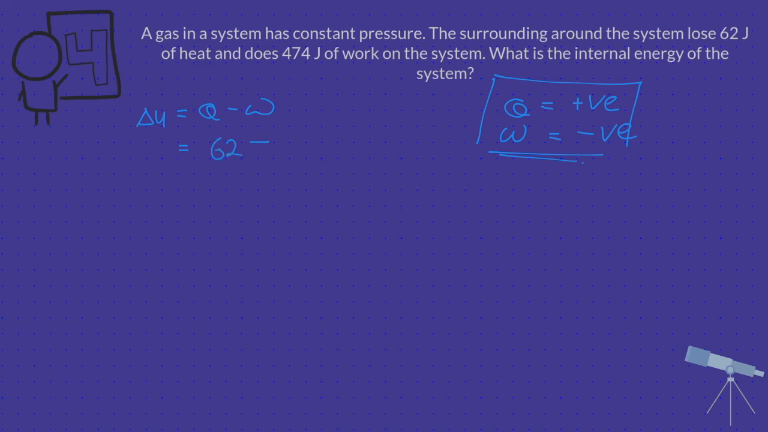But your W should be negative because it is not the system doing the work, but instead the surrounding is doing the work. So now you should do negative 474. From there, you will get 62 plus 474. So you should get 536 joule. Right, this is the final answer for the fourth question.